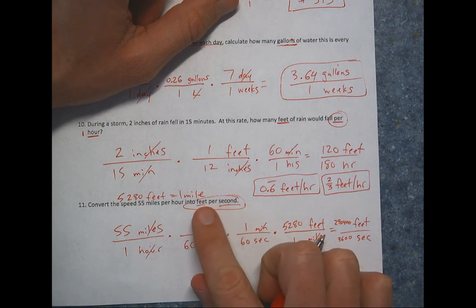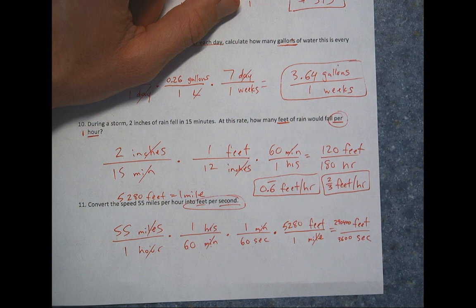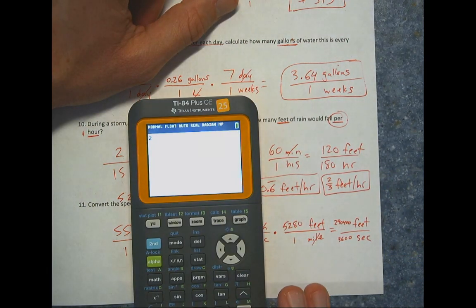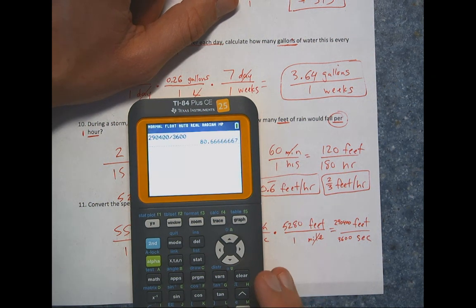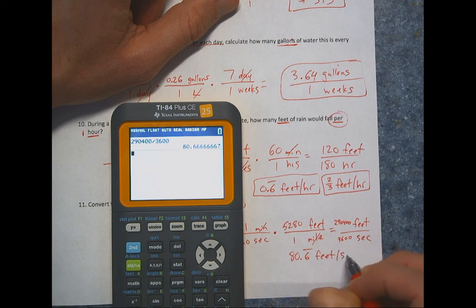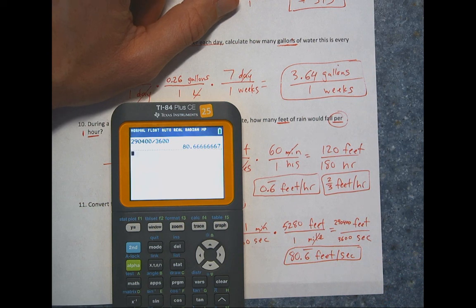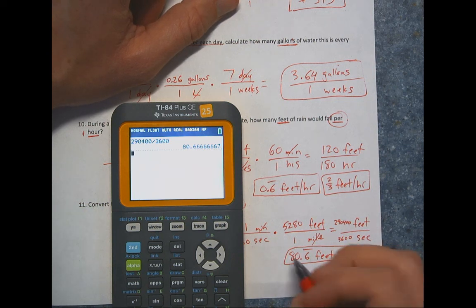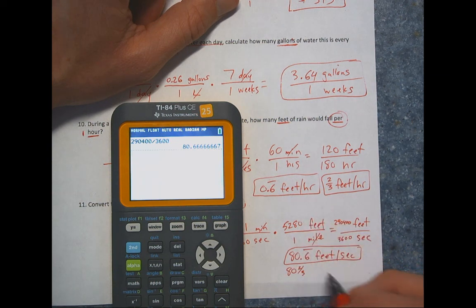Feet per second means how many feet for 1 second. So you need to go ahead and divide these. I get 80.6 repeated. And that's feet per second. Again, I don't love the repeated decimal. It's technically correct, but we're not going to see that in real life very often. And so this is 80, and we know 0.6 repeated is 2/3. So 80 and 2/3 feet per second.